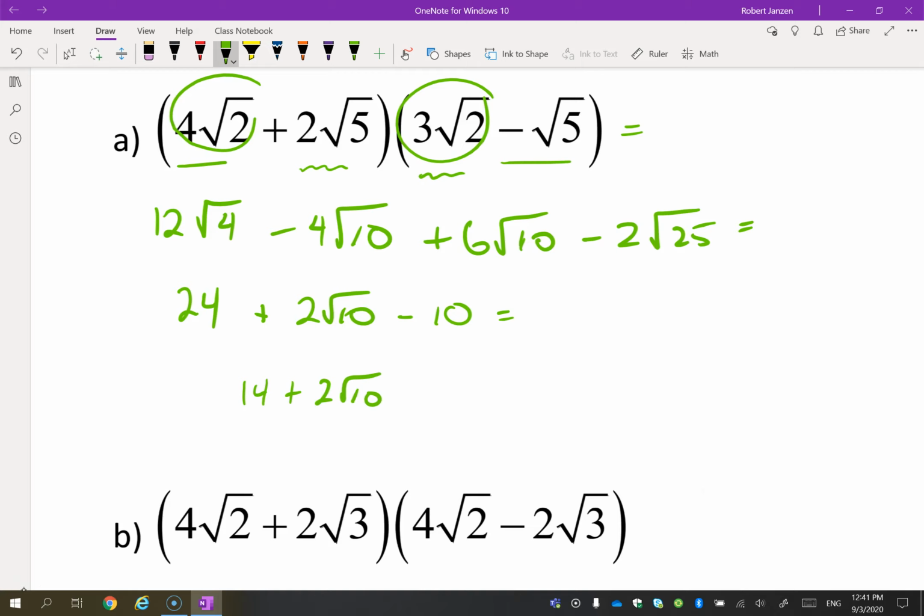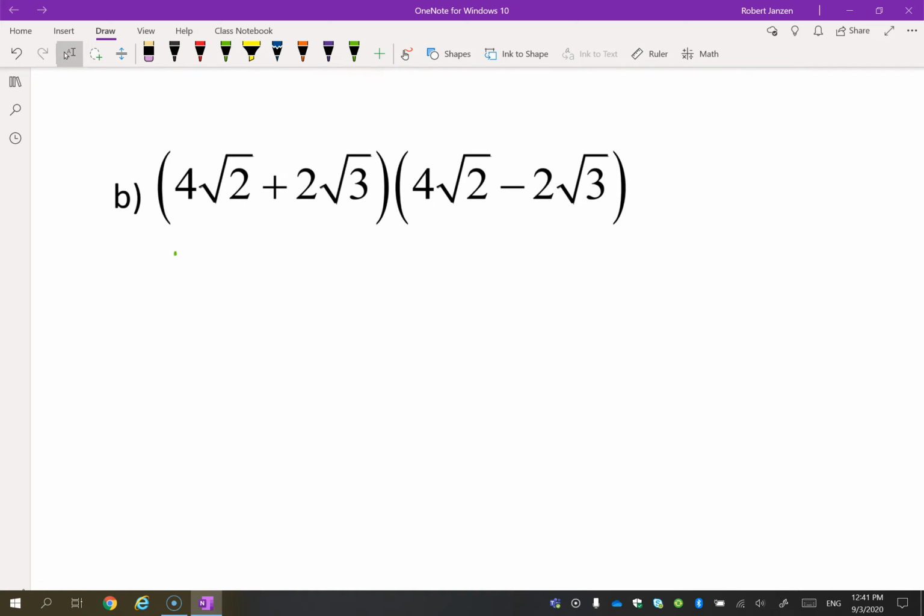Okay, let's try another one. Now before I even start to multiply this, you should recognize these are the same, but the signs are opposite. So this means our middle terms are going to disappear. Now I'm going to write them out, but you'll see how they disappear. So first term, 16 root 4. Outside, minus 8 root 6. Inside, plus 8 root 6. And then minus 4 root 9.